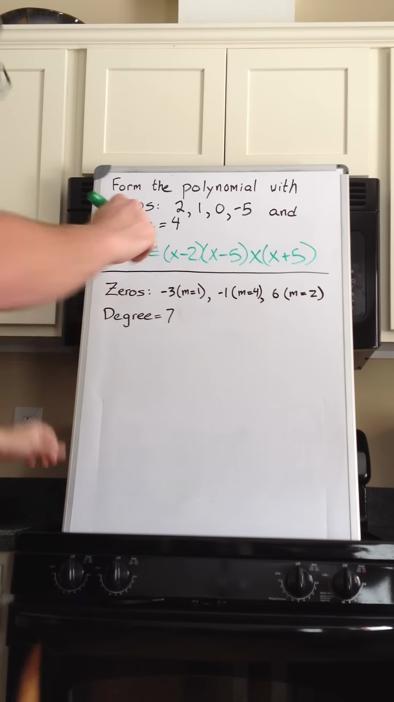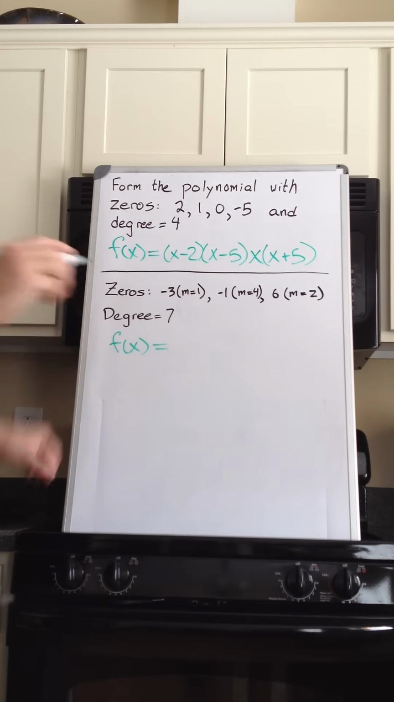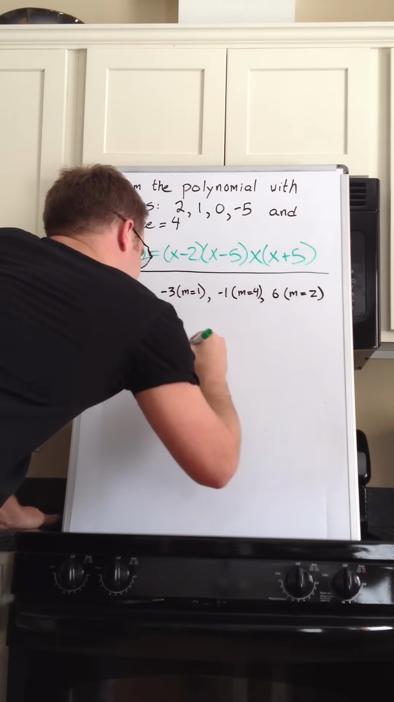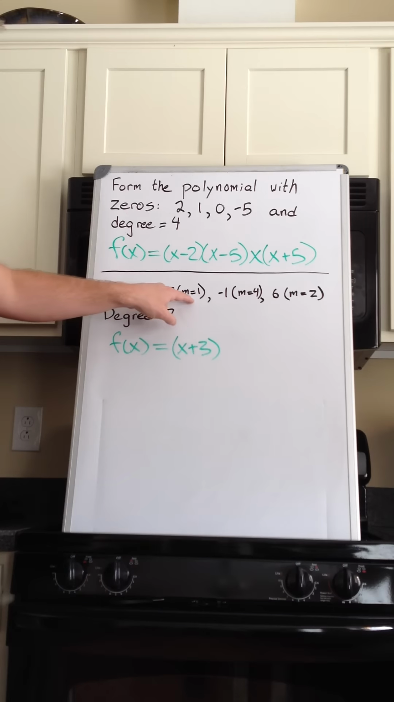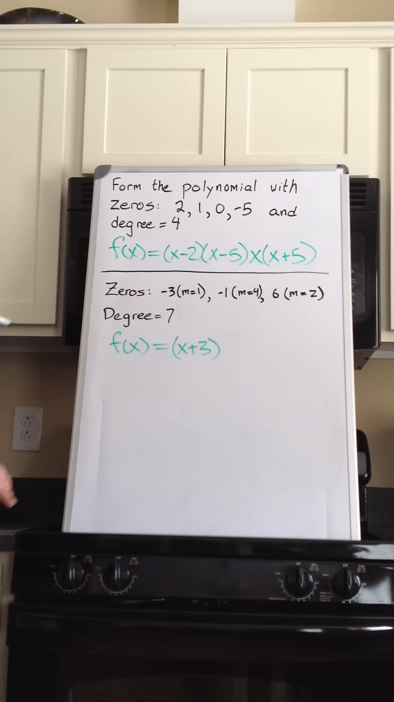So I'm going to write it, same thing, I'm going to do a function, f of x equals, and since negative 3 is a 0, I know that x minus negative 3 is a factor. But I'm going to write x plus 3. X plus 3. And since the multiplicity of that is 1, we don't need to put an exponent up here, because 1 is the assumed exponent if you don't put one.